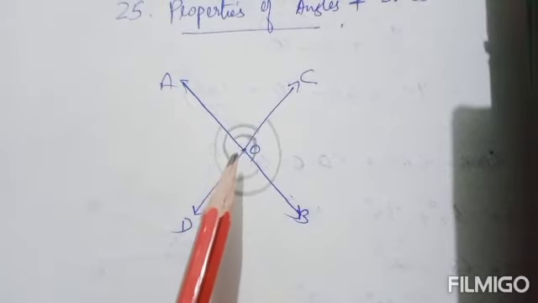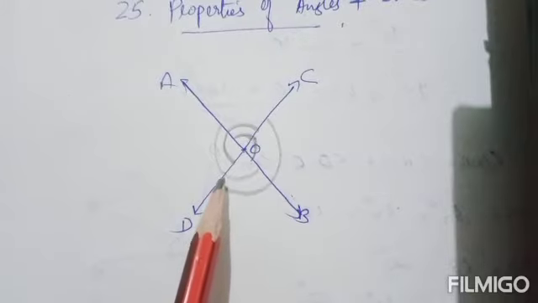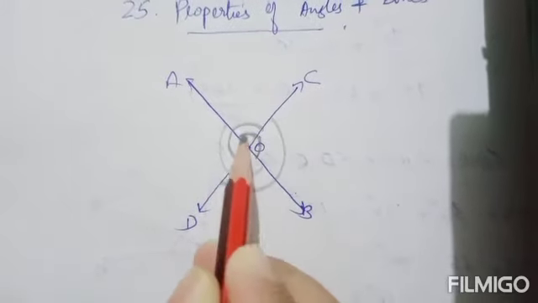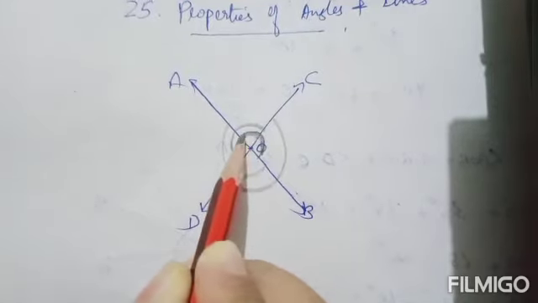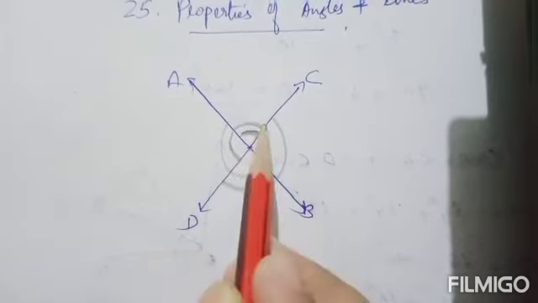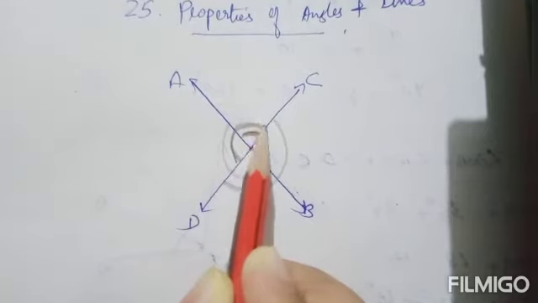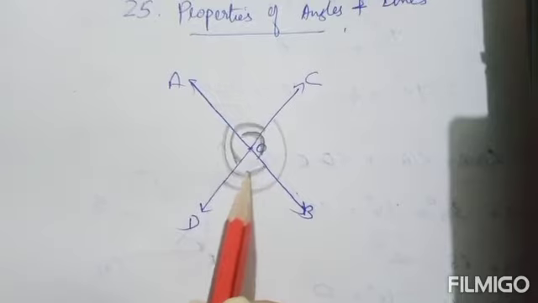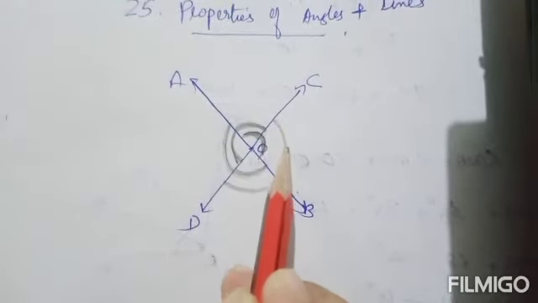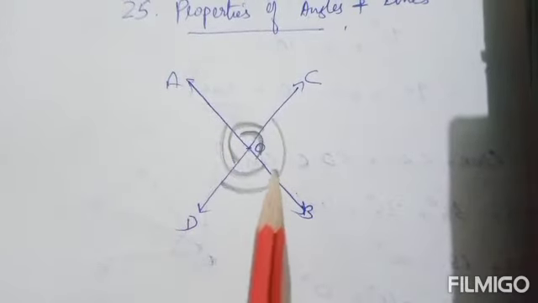And what is property 1? When two straight lines intersect, the sum of each pair of adjacent angles is always 180 degree. So the sum of angle AOC plus angle BOC will be 180 degree. Also the other pair, angle AOC and angle AOD, the sum is 180 degree. Then the sum of angle AOD and BOD is 180 degree. Then the sum of BOC and BOD is 180 degree. Any pair of adjacent angles you take, their sum will be 180 degree.